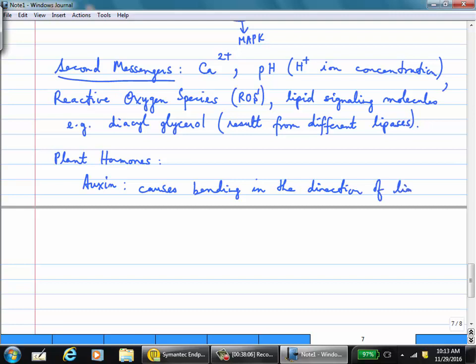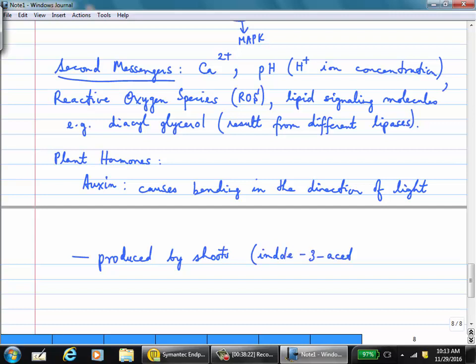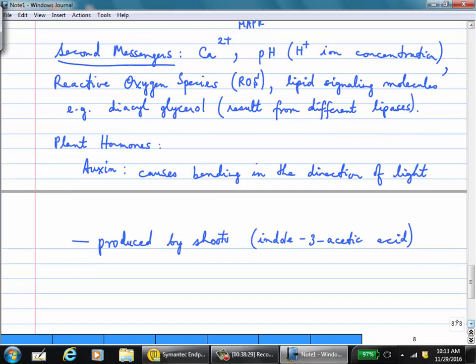And auxin is produced by the shoots of the plant, but it also travels to the roots. The chemical composition of auxin is what is called indole 3-acetic acid. And if you look in the book, they'll give you the formula. We don't need to know that. We just need to know that auxin is basically like a growth hormone that will make the plant bend in the direction of light.